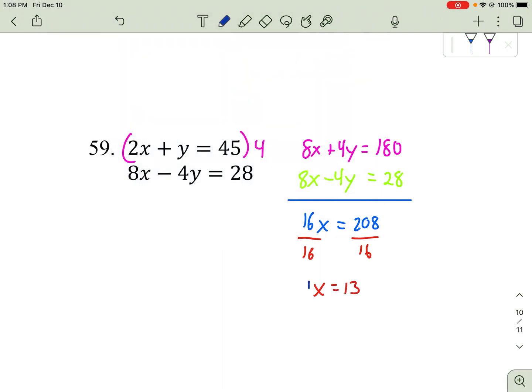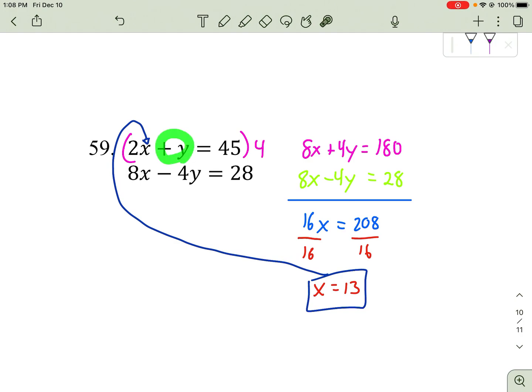Once you know what x is, take x equals 13. Plug it into either equation. I'm going to plug it in for this x right here because there's no negatives, and this y is simpler than that y, I guess. But it doesn't matter. Whichever you choose is fine.